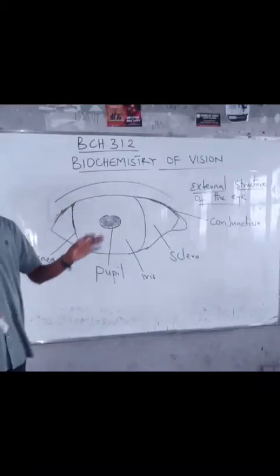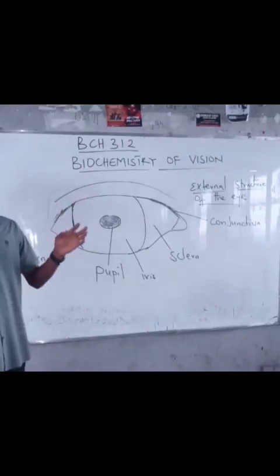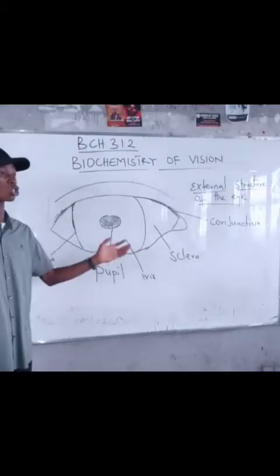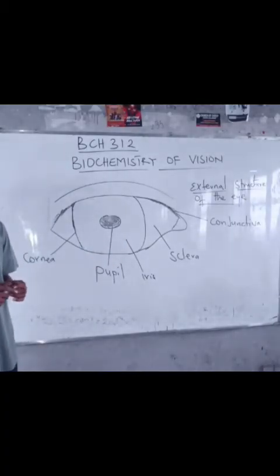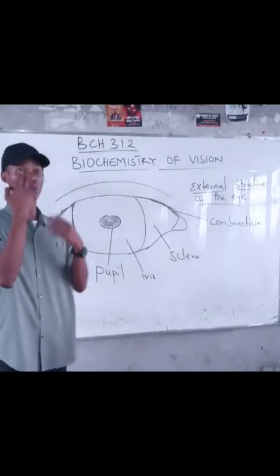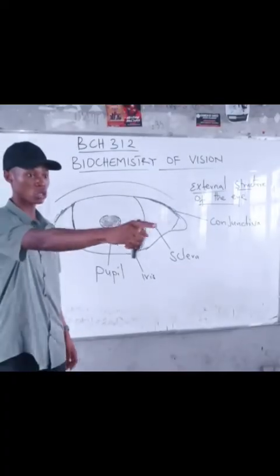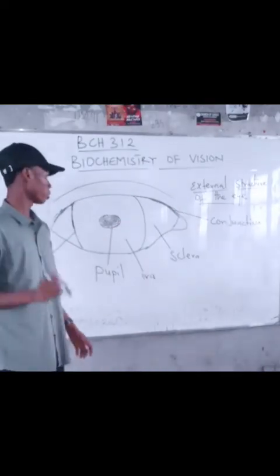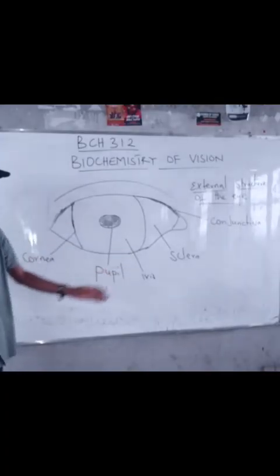In the structure of the eye, we can divide broadly the structure of the eye into the external structure and the internal structure of the eye. Now, the external structure of the eye is the one you're seeing. As I'm seeing you now, this is the external part of the eye. So now let's demystify the external parts of the eye.